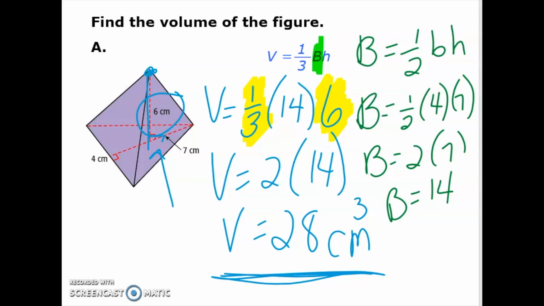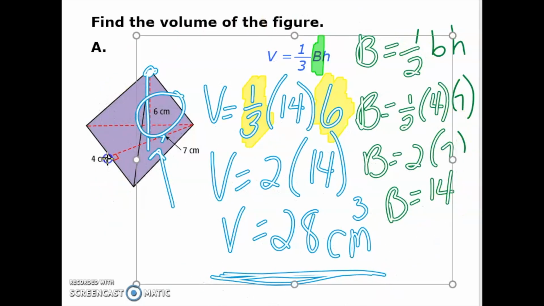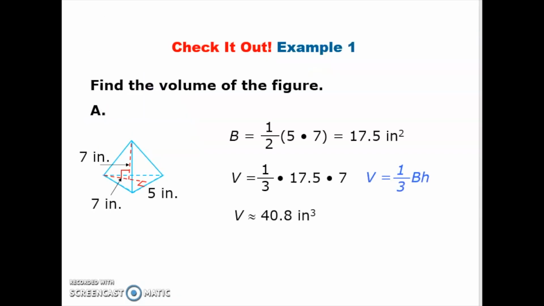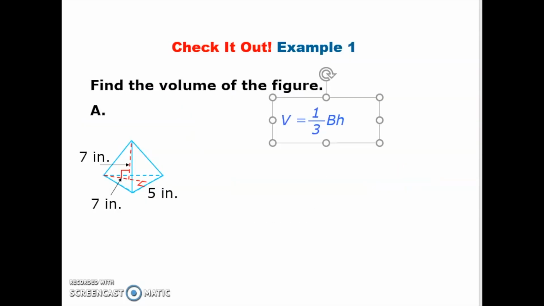Okay, let's go ahead and try another example. And we're not going to look at any cones today. We're just going to focus on our rectangular prisms and our triangular prisms. So let's do another triangular prism. So here we go. Okay, so here's our next prism.